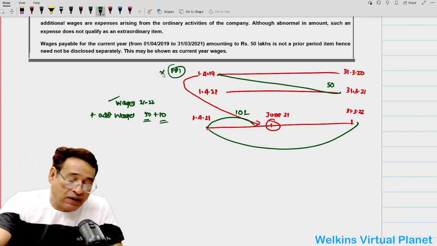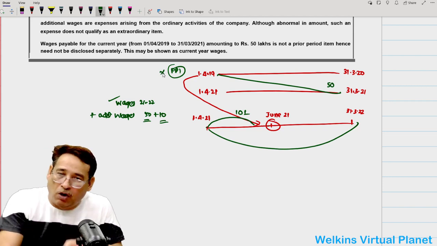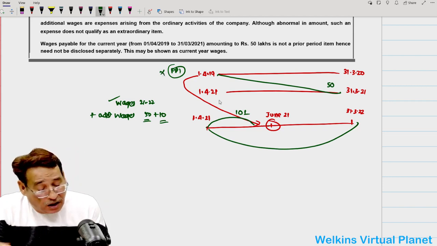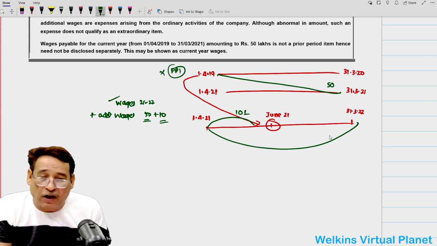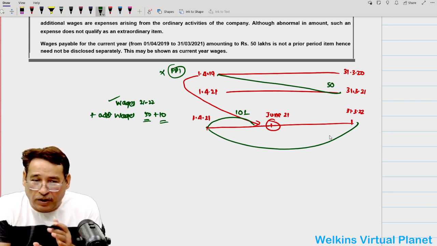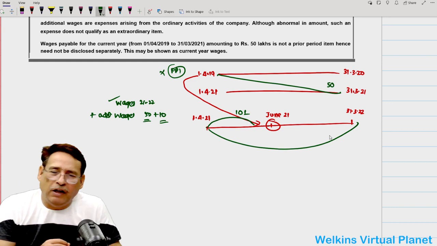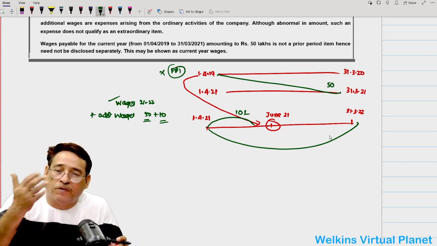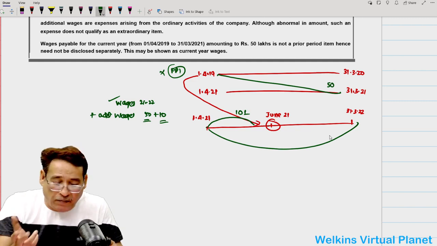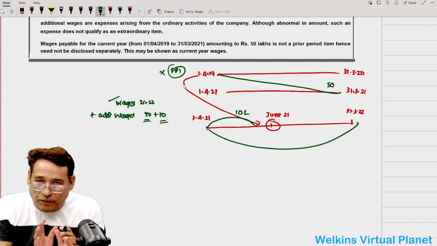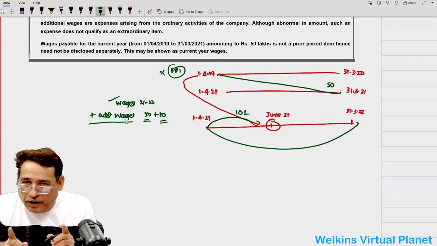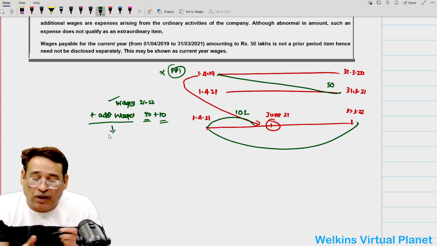Why? Because in this case, there is no mistake, no error, no omission. So even though it is related to a prior period, such items are taking place in the current year not because of any error, mistake, or wrong calculation, it is because of some government dictates or government rules or because of some agreements. So it cannot be treated as a prior period item, number one. Arrears of wages is not a prior period item, so no separate disclosure is required.